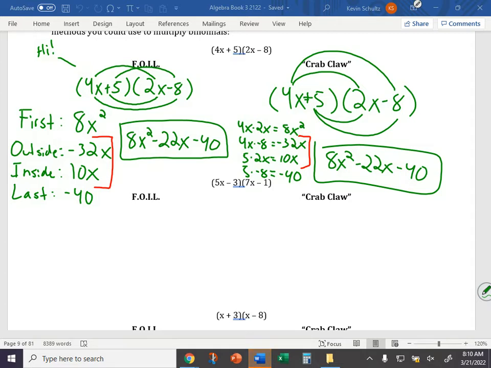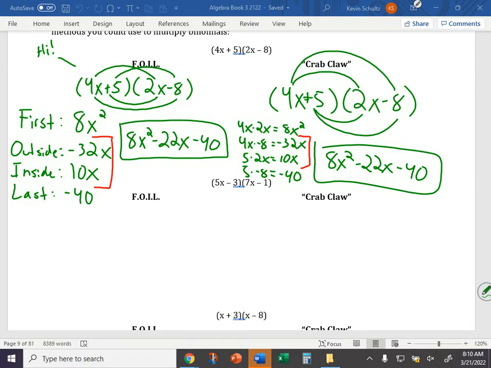Damien. For our next one, so we have to do FOIL and crab claw. For the next 2 examples, you do need to do both FOIL and crab claw. On the second page for your homework, you can pick. You got to give both a chance. Both an even opportunity.